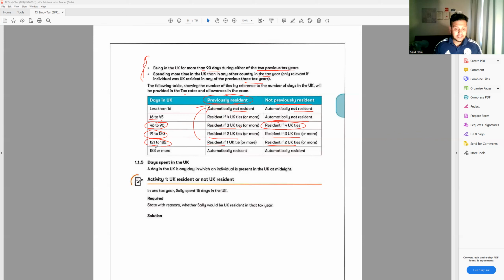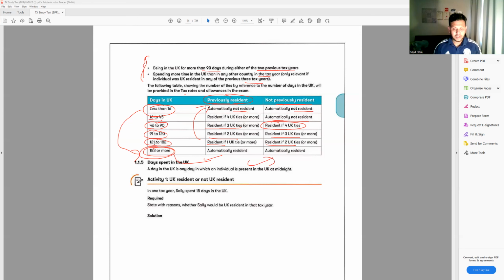More than 183 days, just automatic resident. We don't have to look at any tie, nothing. Previous residency doesn't matter. Never been resident doesn't matter. More than 183 days, automatically resident. Less than 16 days, automatically not resident. So these 2 are very clear. More than 183 days, we don't have to check anything. He's automatically resident. Less than 16 days, he's not resident. So very simple. All right, so let's have a look.